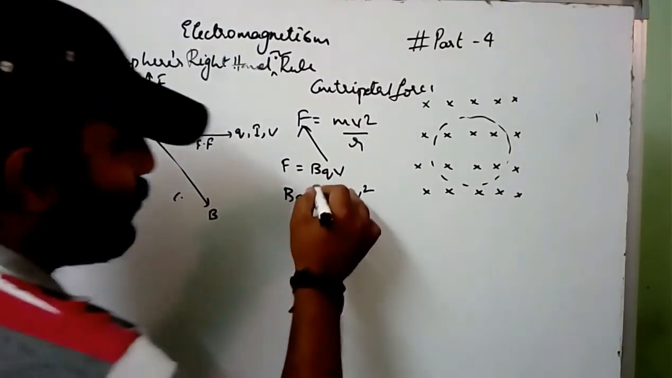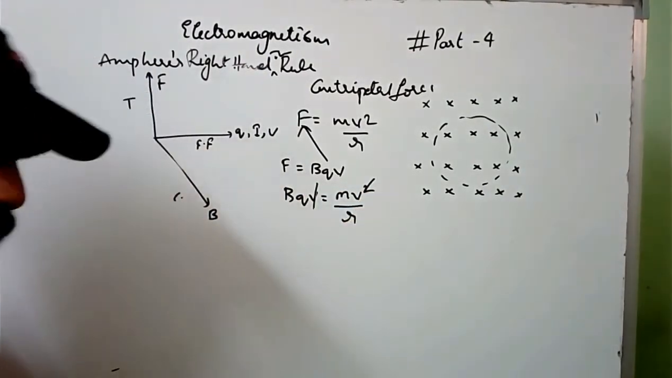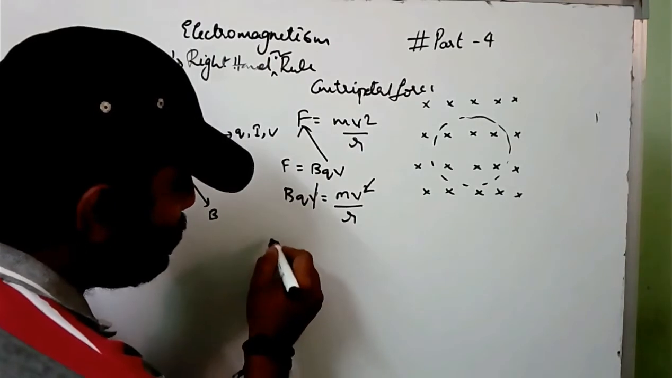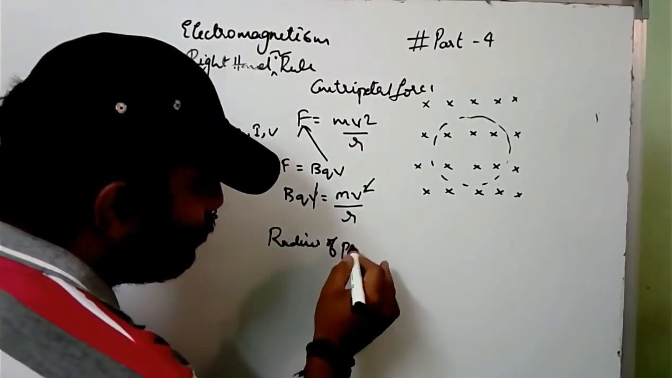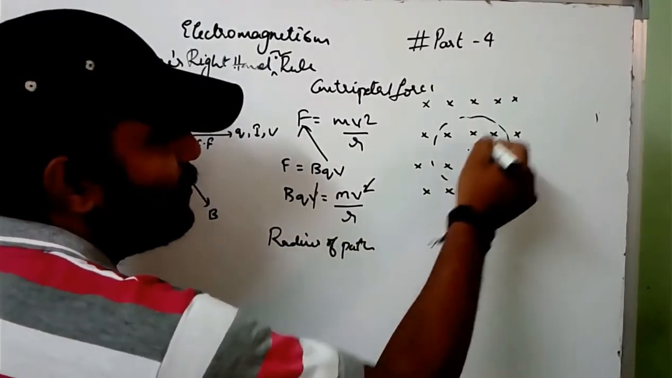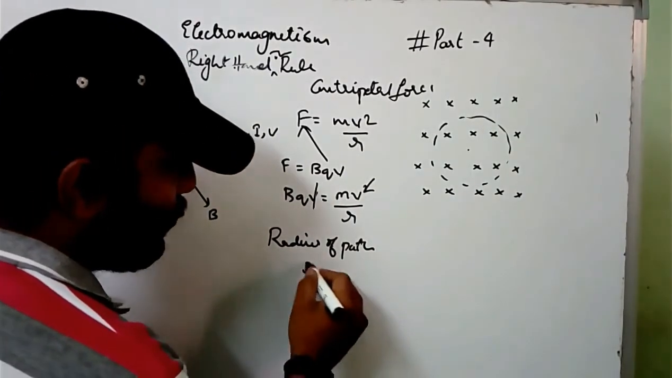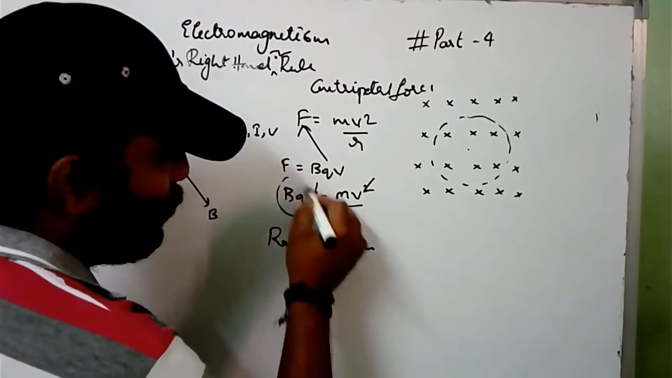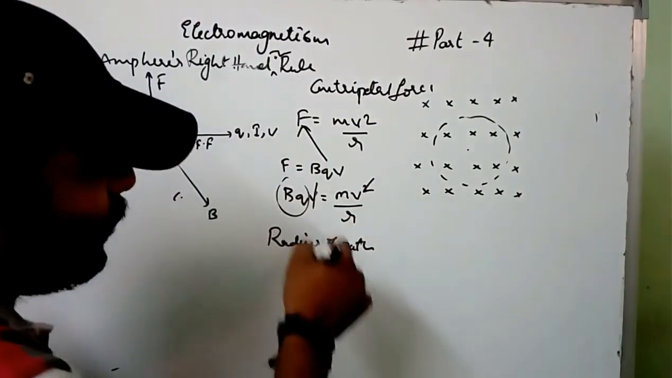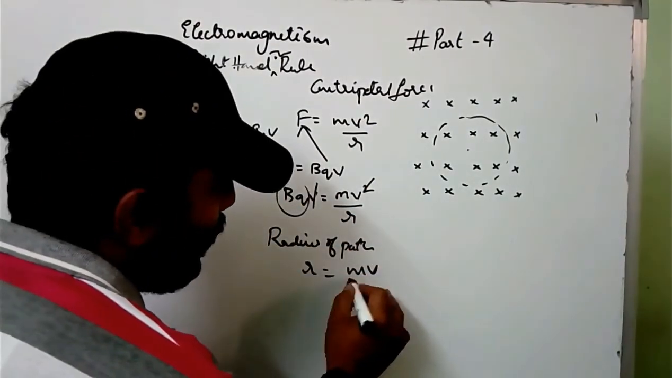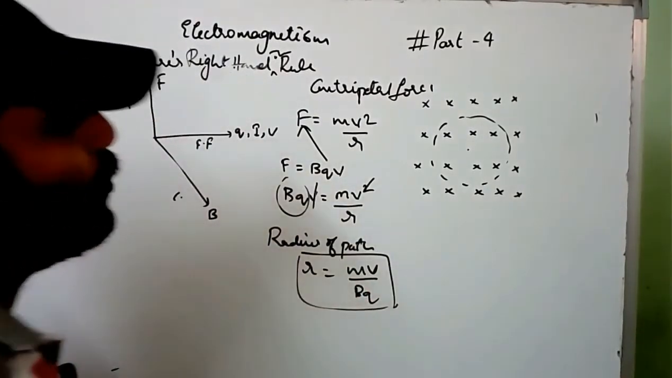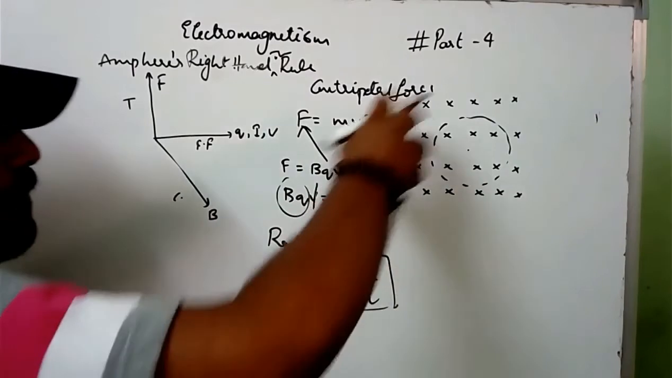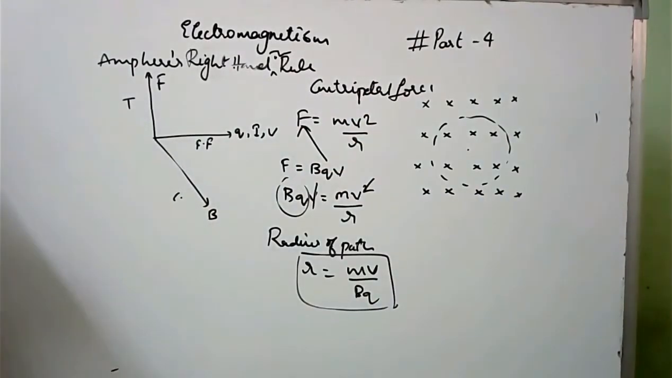I will cancel this v. With this we can find the radius of the path with which the charge is rotating. If I bring this BQ to the right side and r to the left side, what you will get? R is equal to mv by BQ. This tells about the radius of the path covered by the particle in the magnetic field.